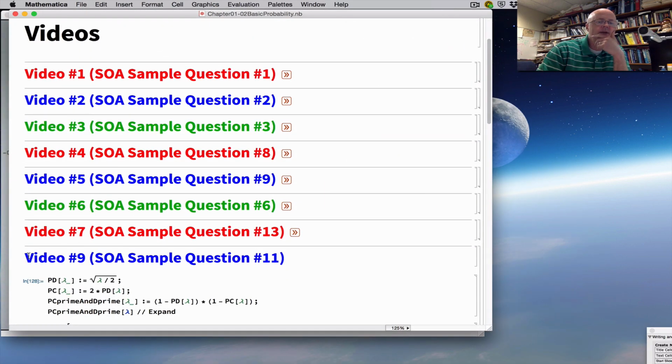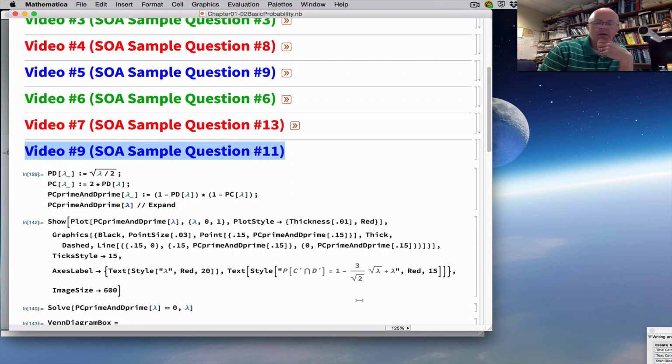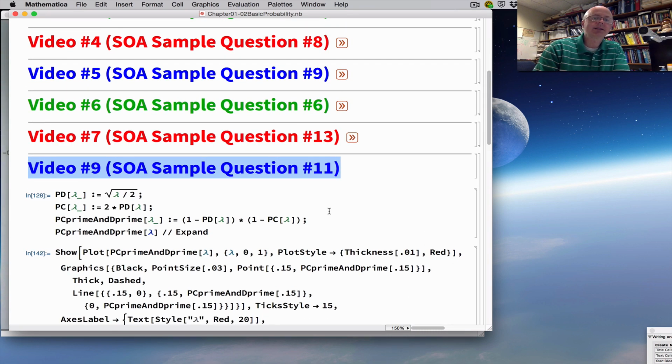Okay, so we're on video number 9, sample question number 11, and for video number 8 I didn't do any Mathematica. What do we have here? Well, first of all, I did put these things in here as functions of lambda. Remember that I still haven't done the extra part. I'm doing the extra part in Mathematica here.